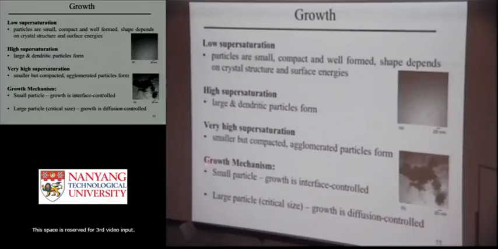So it depends on the particle, whether it's a big particle or a small particle.